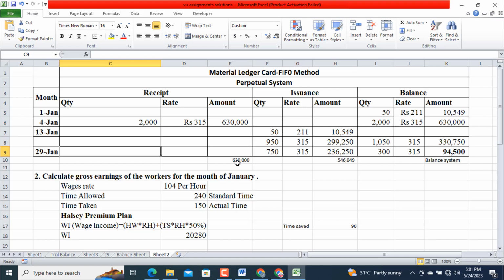So we are coming from here. Here is the purchasing. We had received our purchase. The total amount is this, and the issuance from here is this, 546,049 only, and this is the balance at the end of the month of January.